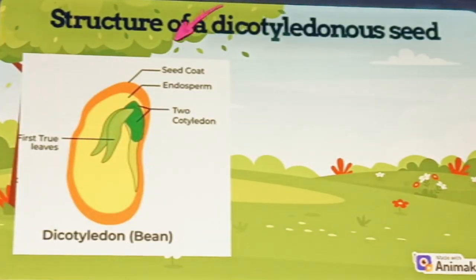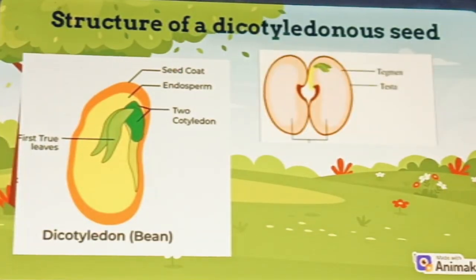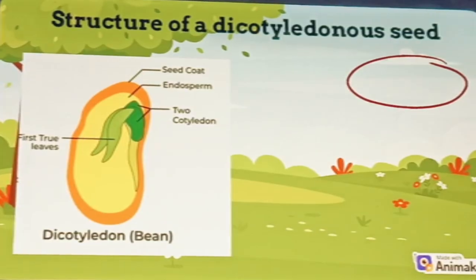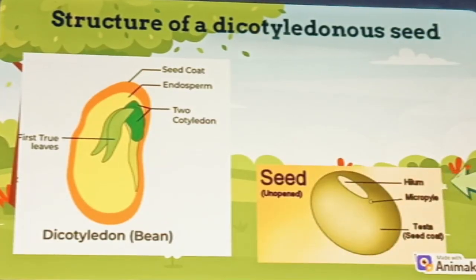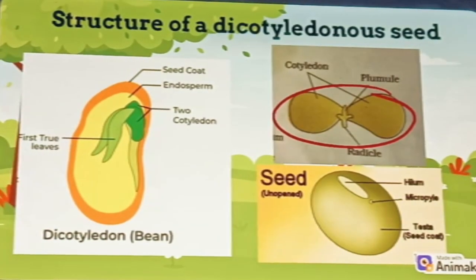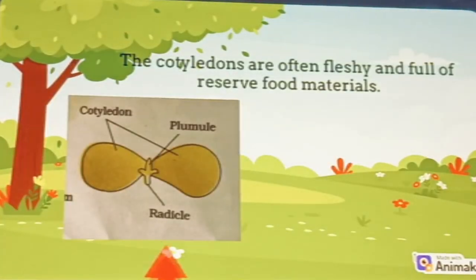After that, we will study the structure of a dicotyledonous seed. The outermost covering of a seed is the seed coat. The seed coat has two layers, the outer testa and the inner tegmen. The hilum is a scar on the seed coat through which the developing seed was attached to the fruit. Above the hilum is a pore called the micropyle.